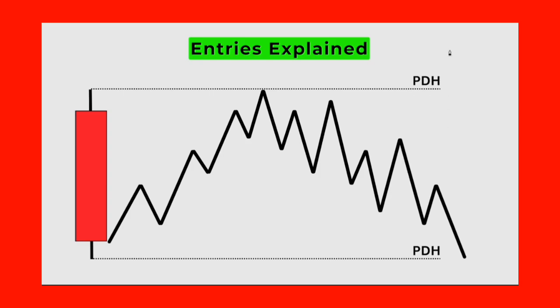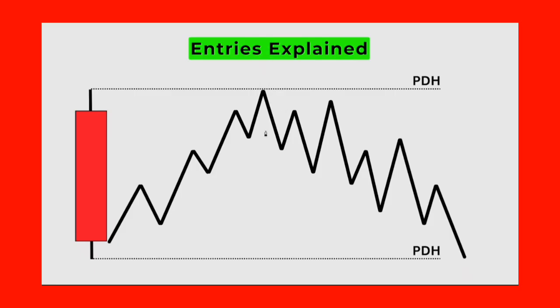So what are we waiting for? We are going to mark out our previous day high, and we are going to mark out our previous day low. And we are going to wait for price to take out either the high or the low. Here we can see the market takes out the previous day high. So what do we wait for?